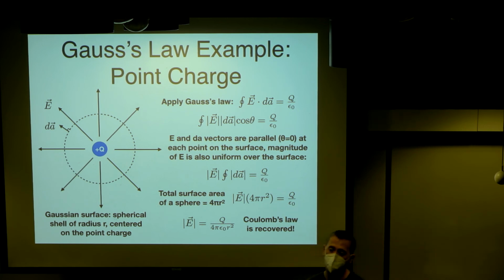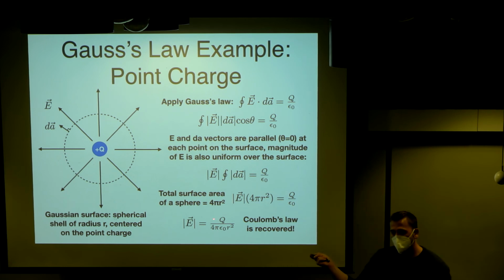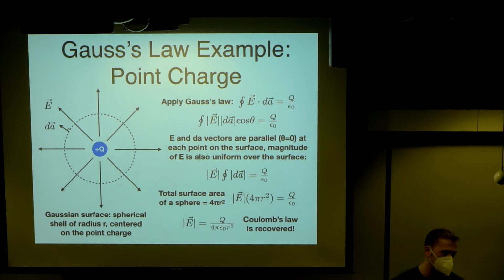Okay, so it's important to see what we just did. We already know this should be the answer, right? We've seen this already. But we were able to get here by using Gauss's law. And this is probably the simplest case of Gauss's law, where you just have a single point charge. The other cases we'll see are going to build up in complexity. Okay? Any questions?